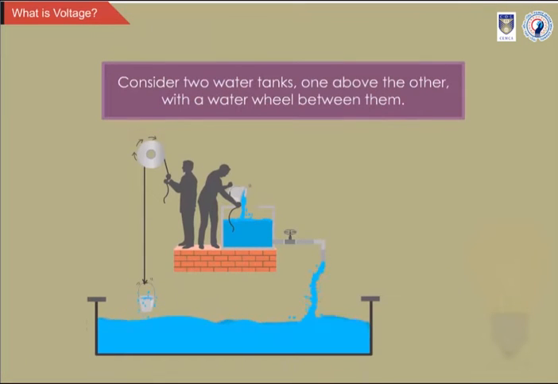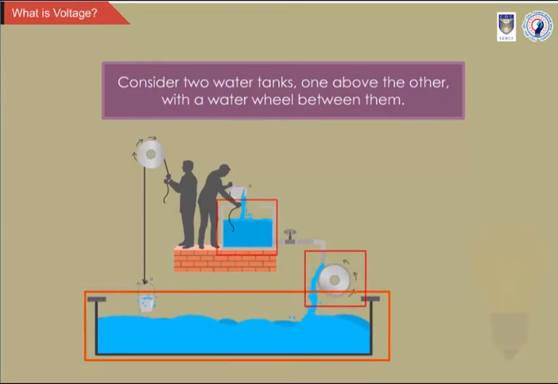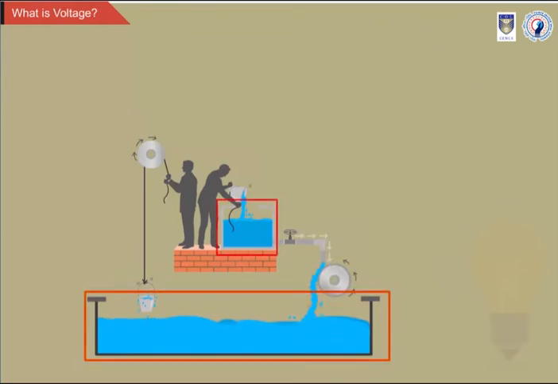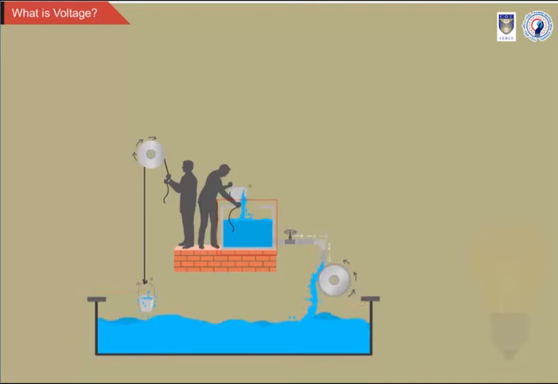Consider two water tanks, one above the other, with a water wheel between them. These tanks are placed in such a way that the water falling from the upper tank through a water tap will turn the wheel before splashing down into the lower water tank. The wheel will keep rotating as long as there is water in the upper tank.